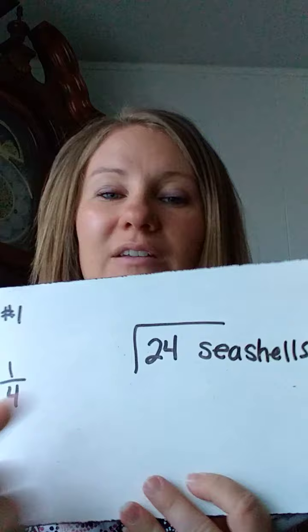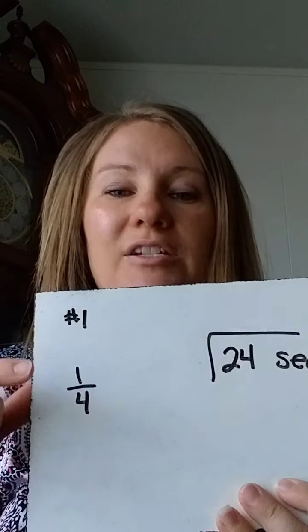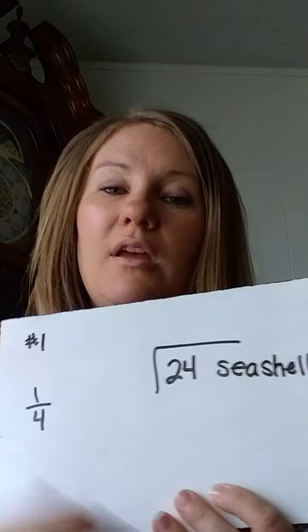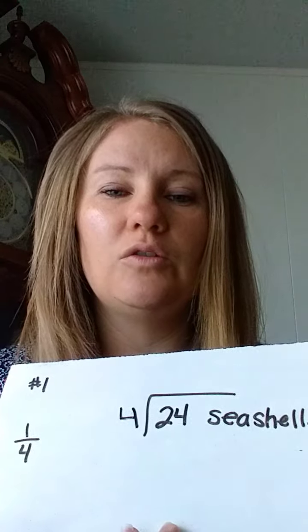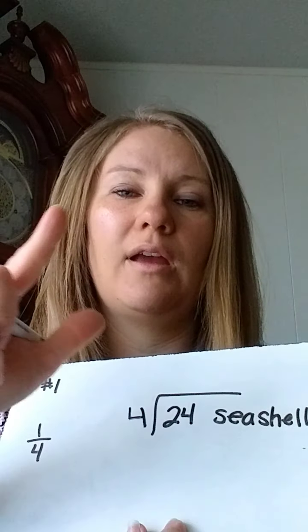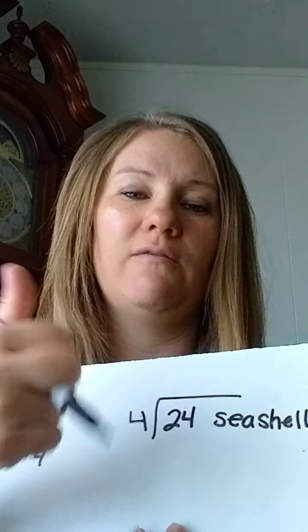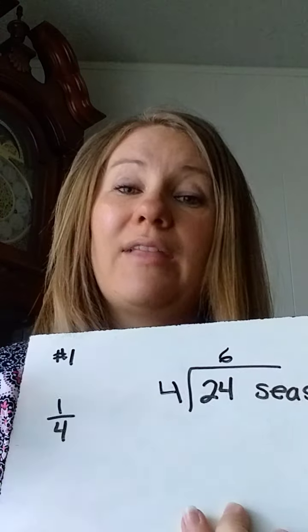All right, number one, Evan found 24 seashells. He gave 1/4 of them to his brother. How many did he keep? So this is a two-step problem. Our first step, we need to divide the 24 seashells by the denominator of 1/4 to figure out how much 1/4 is. So I have it written out here, 24 divided by 4. I know that 4 can't go into 2, so 4 into 24: 4, 8, 12, 16, 20, 24 is 6 seashells. Now that's how many he gave away.